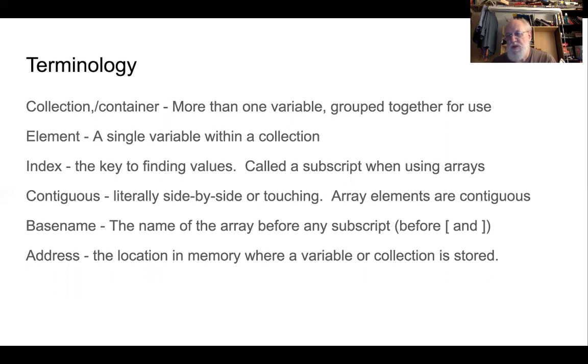And address. We're going to talk a lot about addresses now, and we talk about how arrays are accessed. And we'll come back, and addresses become very important when we talk about pointers in one of our later chapters. Address is the location in memory where a variable or collection is stored. Now, usually you don't have to think about this. You just give the name of the variable and the compiler finds the address for you. But what happens with arrays is that when you give the base name and the subscript, the compiler calculates the address in memory where the value exists and retrieves it for you.